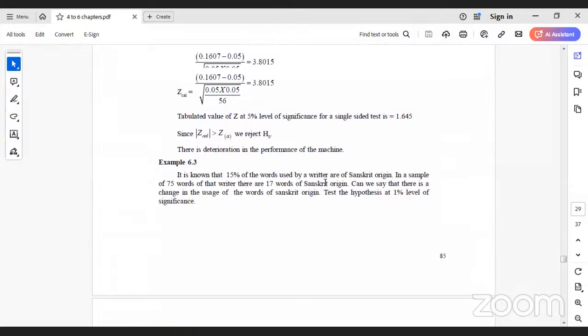Third one: it is known that 15% of the words used by a writer are of Sanskrit origin. In a sample of 75 words, there are 17 words of Sanskrit origin. Can we say that there is a change in the use of words of Sanskrit origin? Test the hypothesis at 1% level of significance.